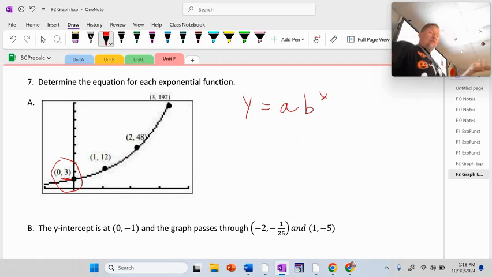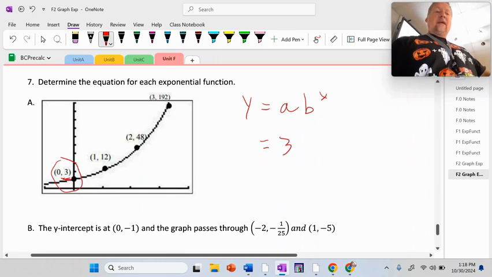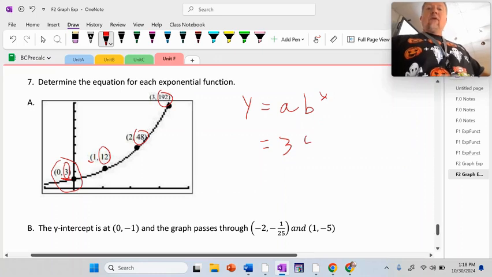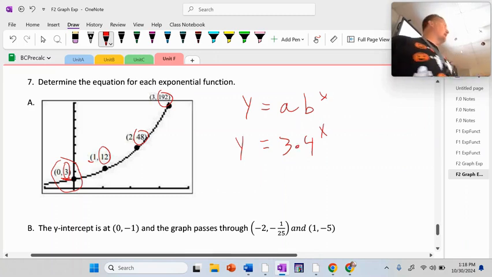A. It's the initial value. So I see the initial value is 3, and then 1 comma. What's happening? 3, 12, 48, 192. What's happening? They're getting multiplied by what? 4. That was tough. Y equals 3 times 4 raised to the x.